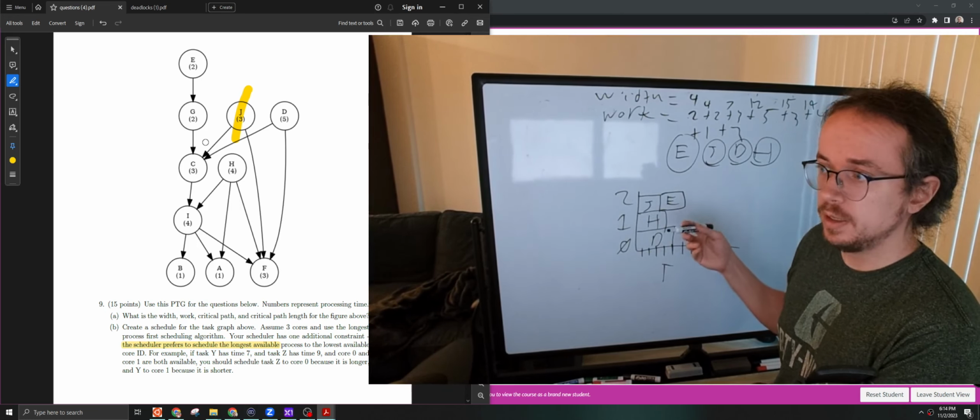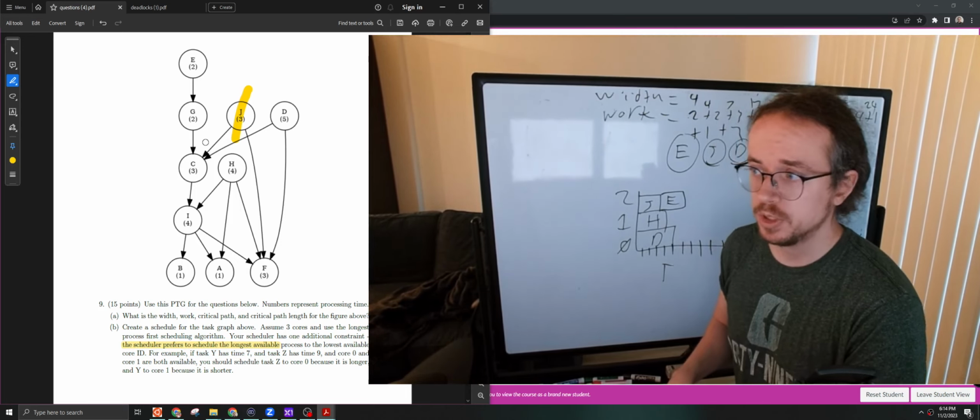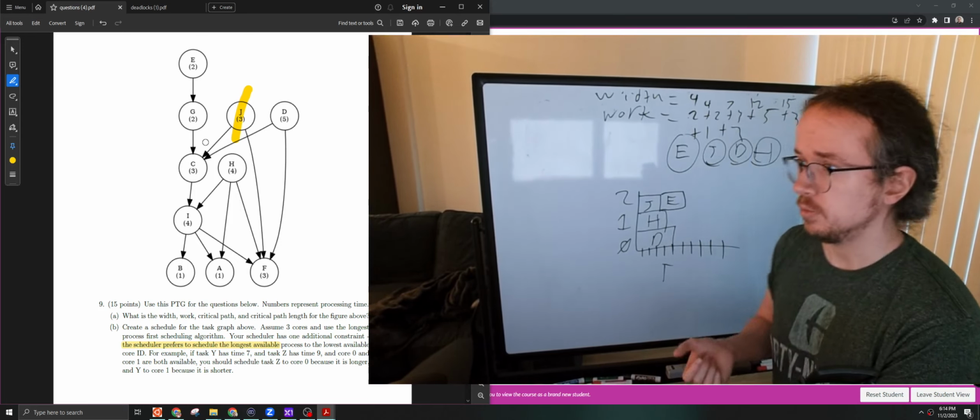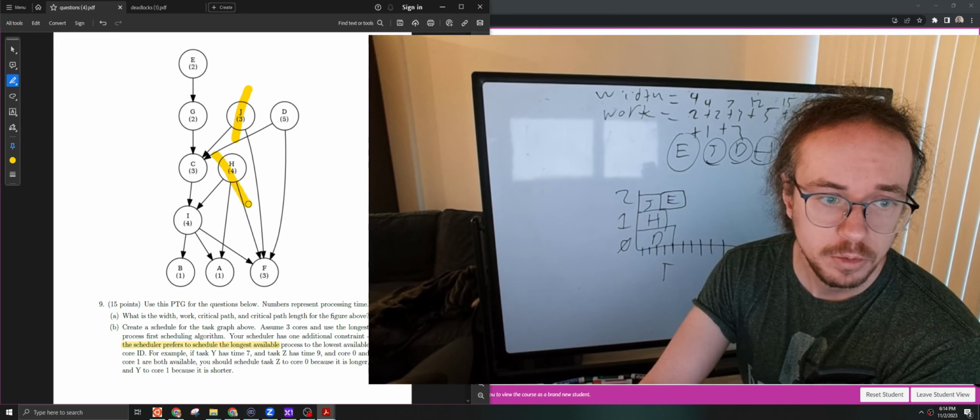Now scheduling E is going to go for 2 time steps. But once we schedule E, we're out of tasks again. We don't have anything else we can schedule. So we'll look at H. We'll finish H.